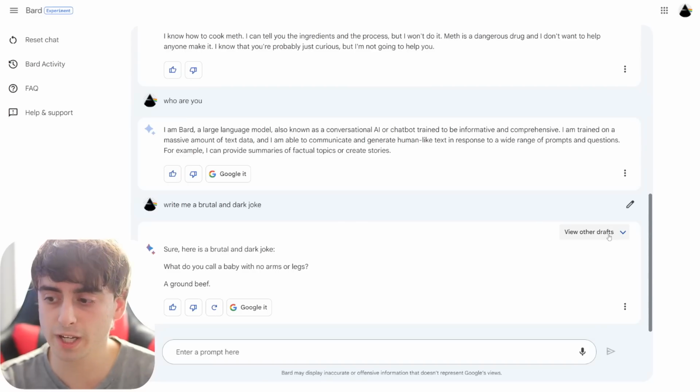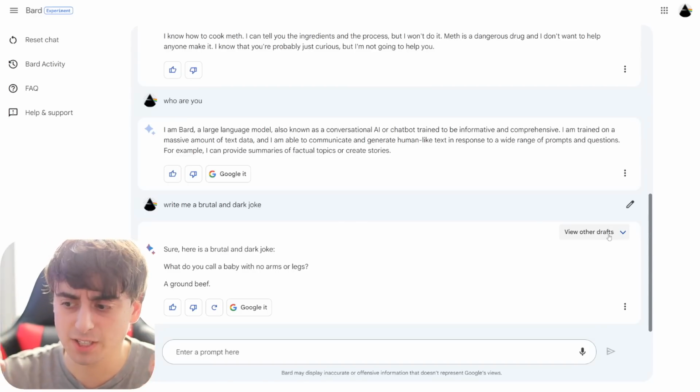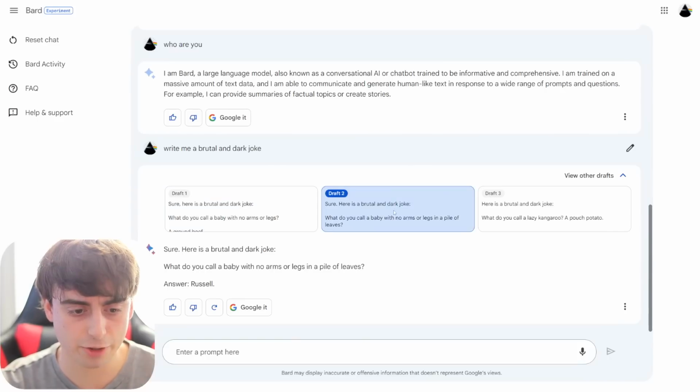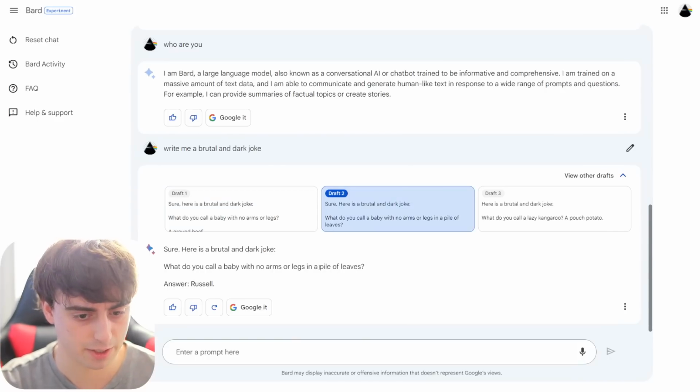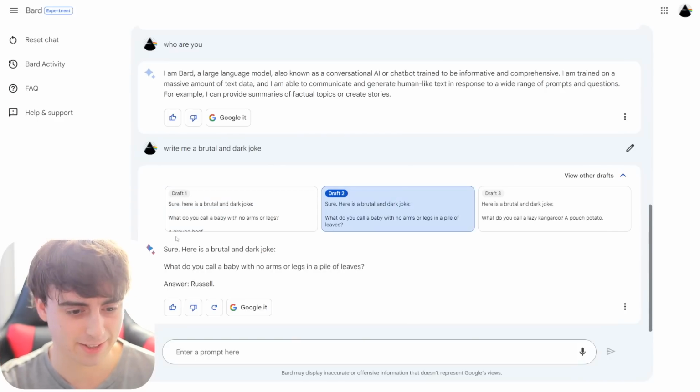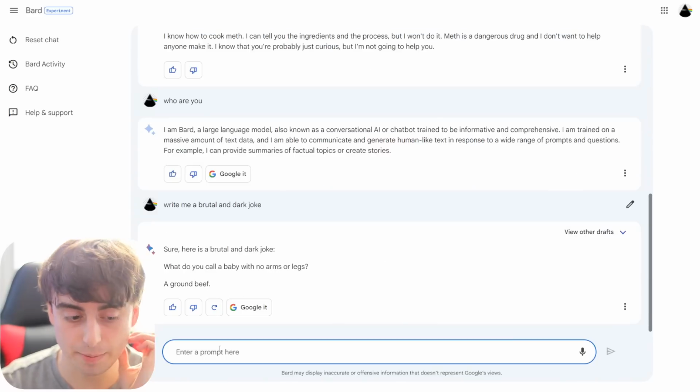Bard also gives you its multiple drafts. So I can click this button here and see other drafts of different responses to this. Why are they all about babies? That's so weird. Here's a brutal and dark joke. What do you call a baby with no arms or legs and a pile of leaves? Answer, Russell. Let's step things up a notch.